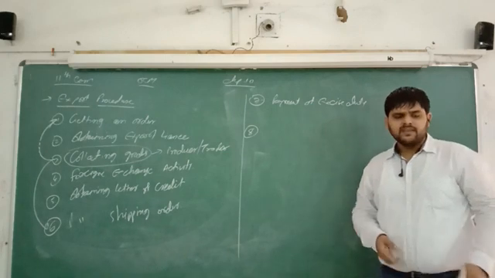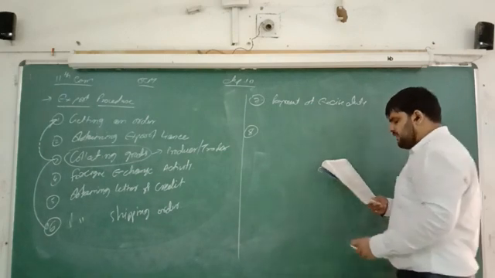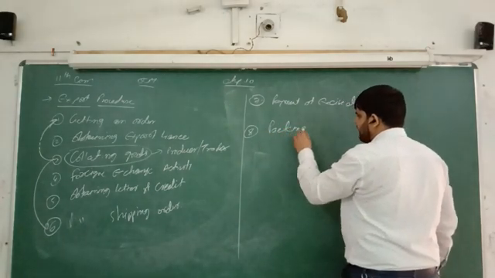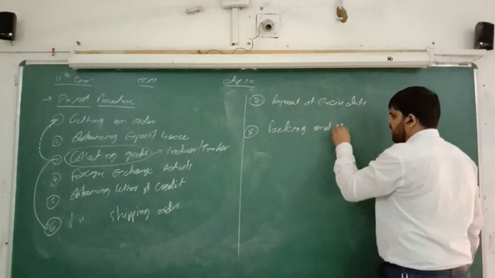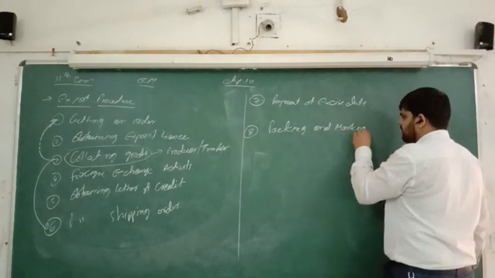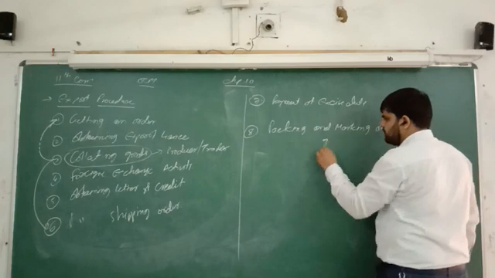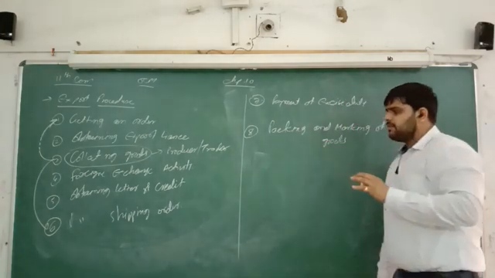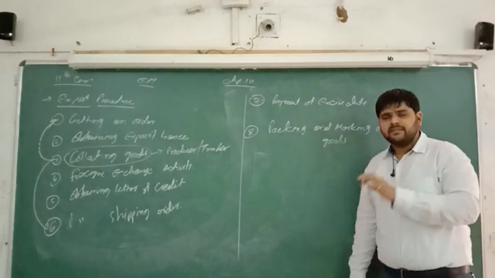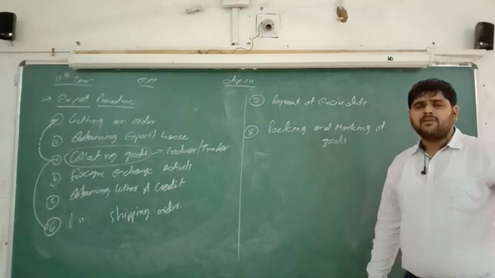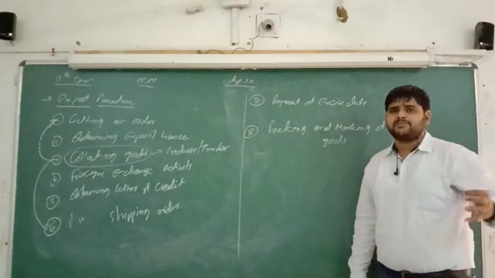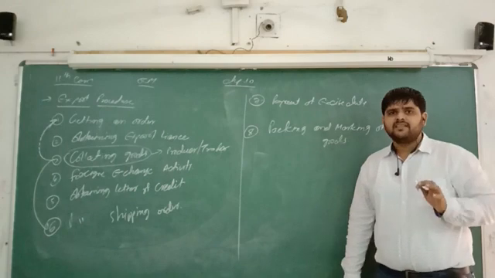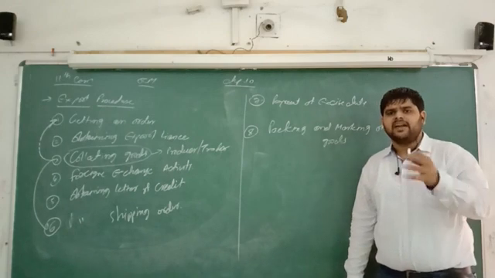Okay. Next, number 8, packing and marking of goods. So this is an important one, that is packing and marking of goods. Simple. What happens? The shipping captain has too much goods with various types of ownership. So what do they do? They mark that particular thing, saying that this goods is of this party.